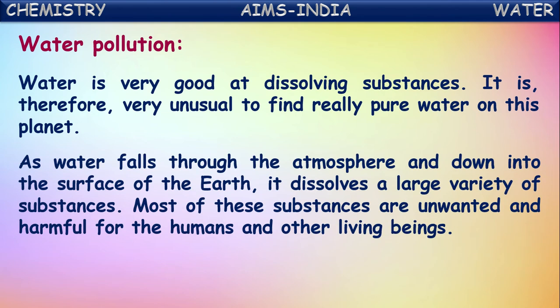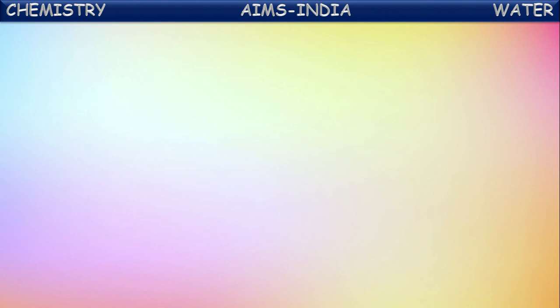As water falls through the atmosphere and down to the surface of the earth, it dissolves a large variety of substances. Most of these substances are unwanted and harmful for humans and other living beings. As water falls through the atmosphere while raining, coming from the clouds down to the surface of the earth, it dissolves large varieties of substances. Some gaseous components, impurities and dust particles will be dissolved into this water while coming down onto the earth. Most of these substances are unwanted and harmful, not only for humans but for other living beings also. Thus, water becomes polluted by dissolving these substances.